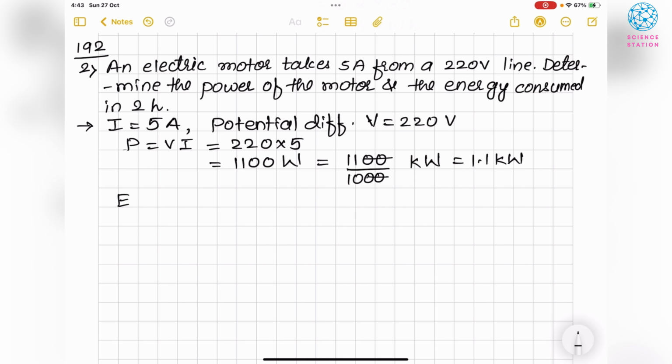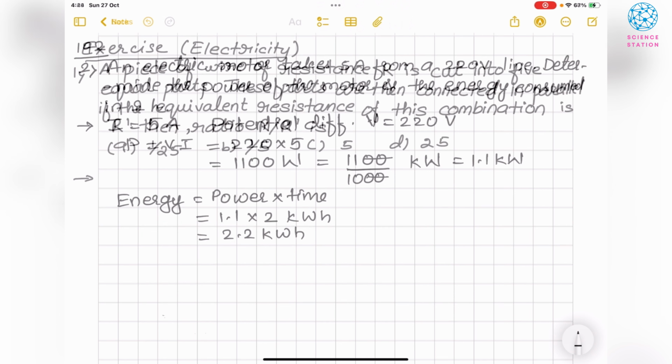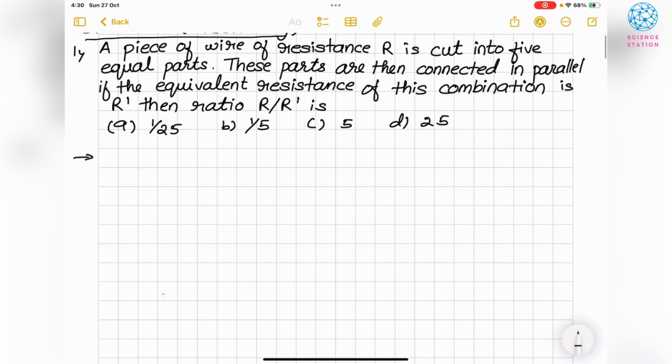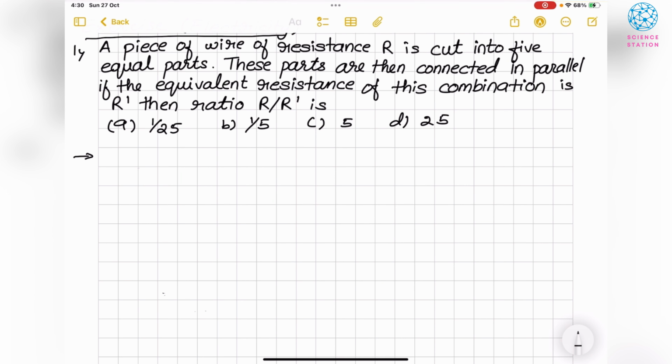Now energy will be equal to power into time. So that will be 1.1 into 2 kilowatt hour, which is 2.2 kilowatt hour. Now let us discuss the exercise numericals. The first one says a piece of wire of resistance R is cut into 5 equal parts. These parts are then connected in parallel. If the equivalent resistance of this combination is R dash, then find the ratio R upon R dash.